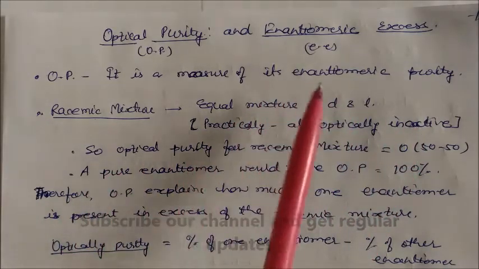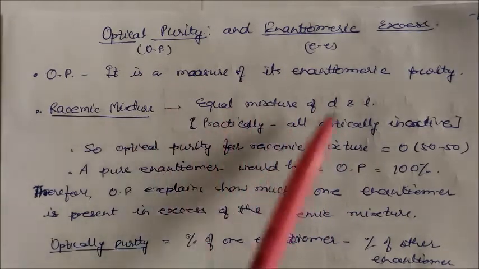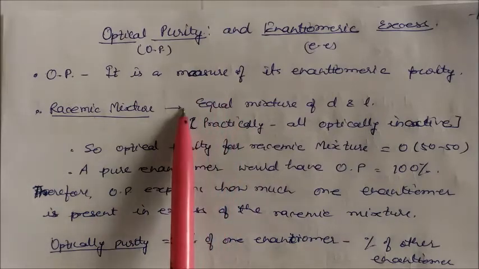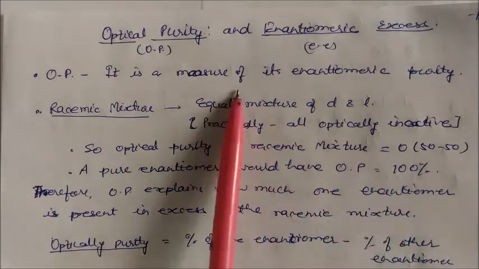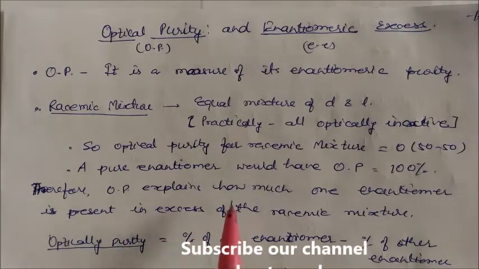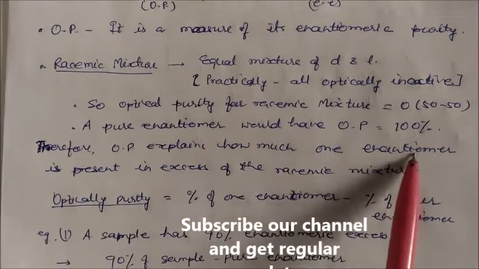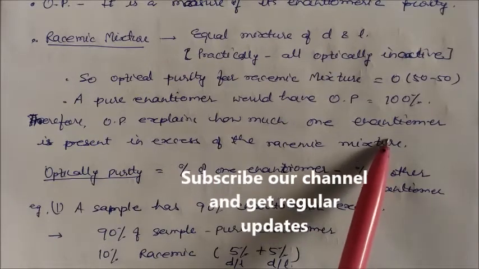So optical purity for a racemic mixture will be 0, because the numbers of the two enantiomers are equal to each other. Pure enantiomers have an optical purity of 100%. So this gives you 100% purity. Therefore optical purity explains how much one enantiomer is present in excess of the racemic mixture.